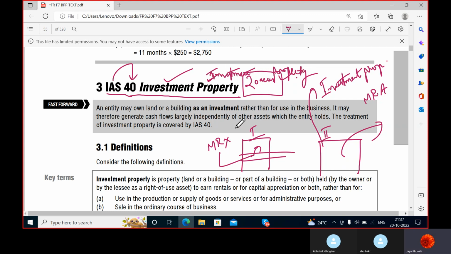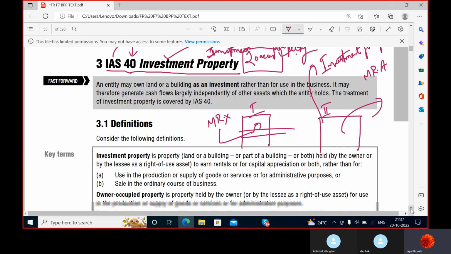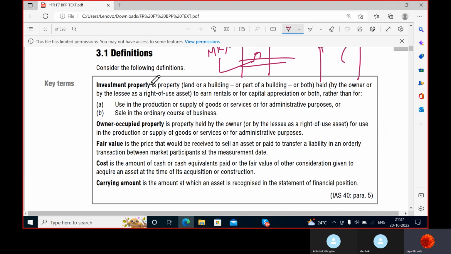So any property which you have let out and you are getting some rental income, or which you are holding since a long period of time, and you want some good amount of increment in its value, that is termed as an investment property. Now let's see some definitions.